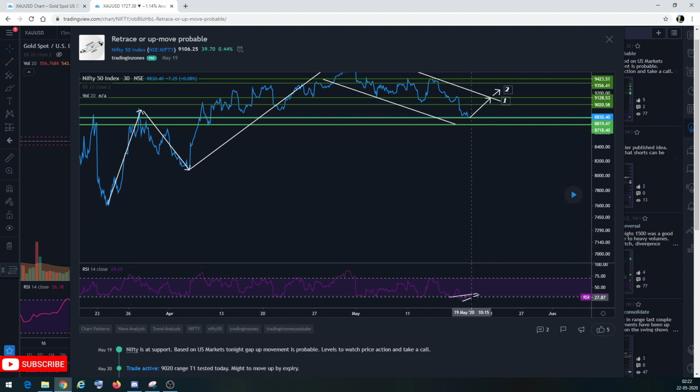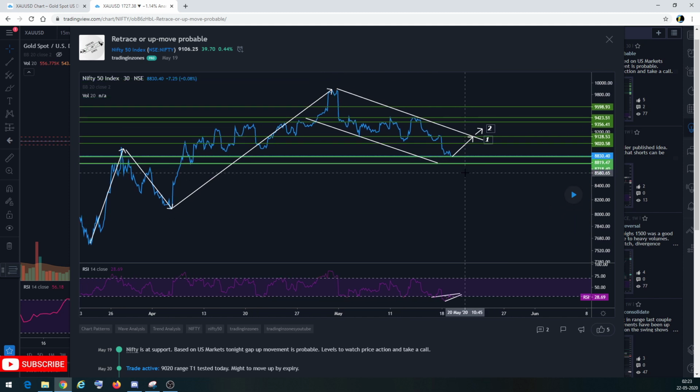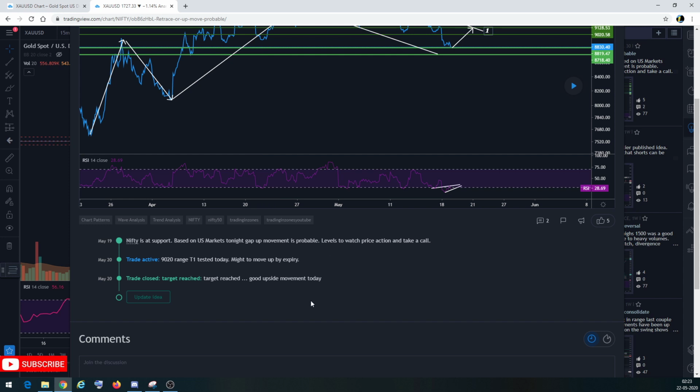I saw the RSI was making a lower low. It was moving up. The price was also kind of holding here, and my expectation was that if the divergence kicks in and if the RSI breaks out of the consolidation which it is in, it might go all the way to the top, and if it goes, then this might happen. So the good thing is that a retrace or up move was probable, right? I gave all my text over here.